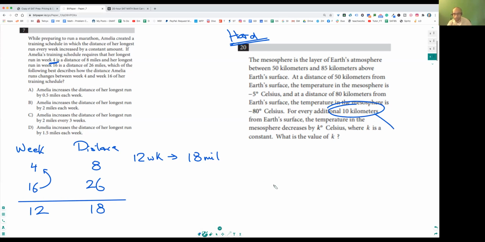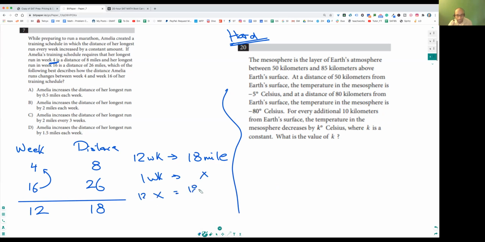Yeah, I understand how you get that. So be careful about this. So 12 weeks is 18 miles, right? 12 weeks is 18 miles. So 1 week is how much over here? We are looking at this problem over here, right? That's going to be X, right? So X times 12 is equal to 18. So X is equal to 18 over 12, which is 1.5, okay? That's 1.5.